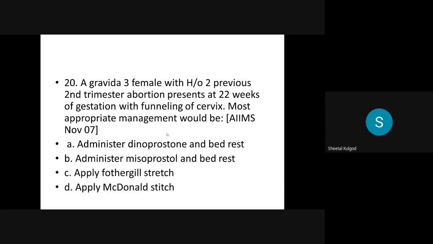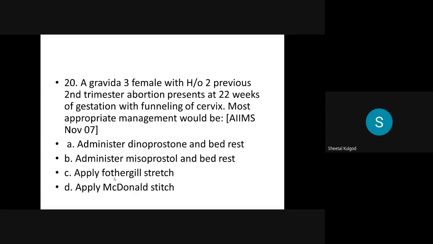So here, the options they have given: dinoprostone is nothing but a prostaglandin E2 gel, that is cerviprime gel, what we use for induction of labor or medical termination of pregnancy. We just discussed it previously, is it not? Misoprostol is also used for termination of the pregnancy only. So these two options are for the termination of the pregnancy. Now the third option, that is Fothergill stitch. Where is this Fothergill stitch used?